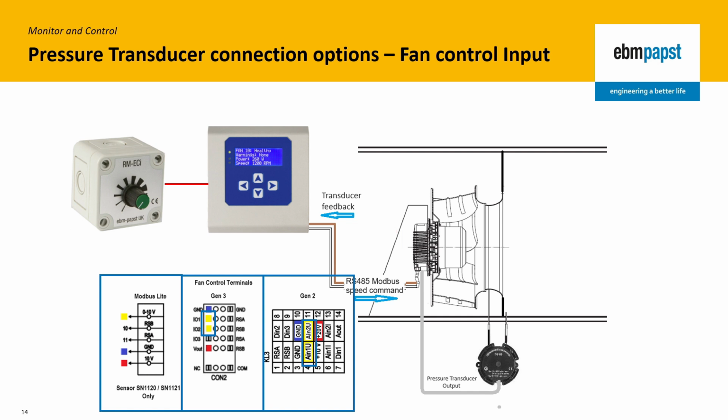By connecting the sensor like this, the controller converts the 0 to 10 volt control signal input into a Modbus speed command that is sent through the RS485 network to the fan, whilst at the same time reading the Modbus register that reports the transducer feedback signal.